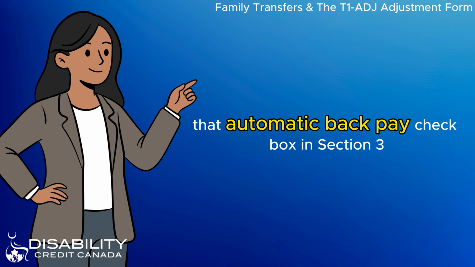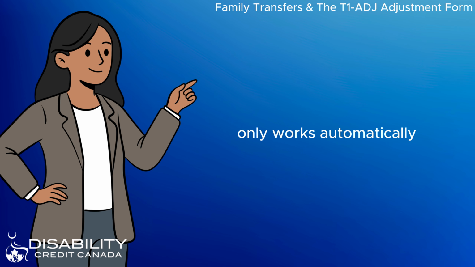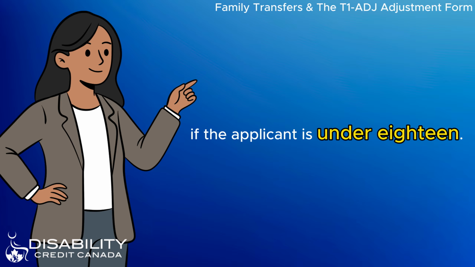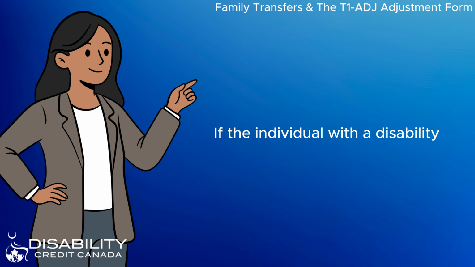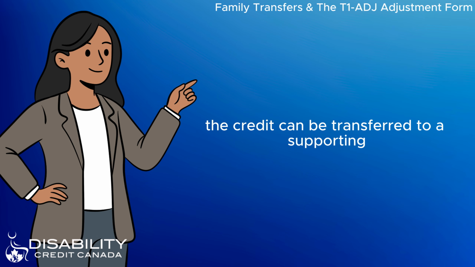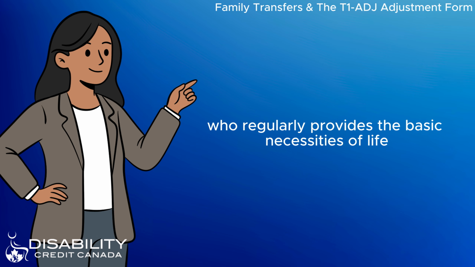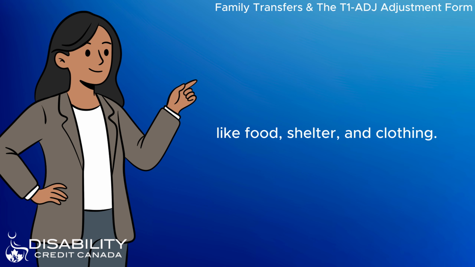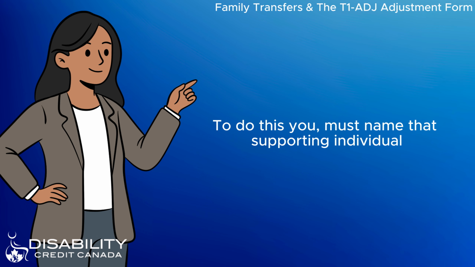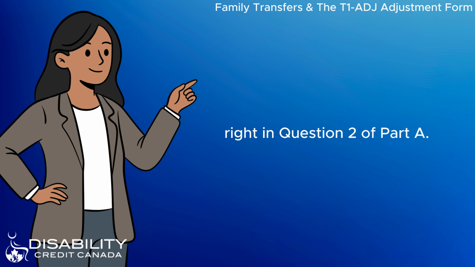Now, here is a massive hidden detail that catches thousands of families off guard. That automatic back pay checkbox in Section 3 only works automatically for the individual with the disability, or their parent or legal guardian if the applicant is under 18. If the individual with the disability has no taxable income, the credit can be transferred to a supporting family member, like a spouse, an adult child, or a grandchild, who regularly provides the basic necessities of life, like food, shelter, and clothing. To do this, you must name that supporting individual right in Question 2 of Part A.